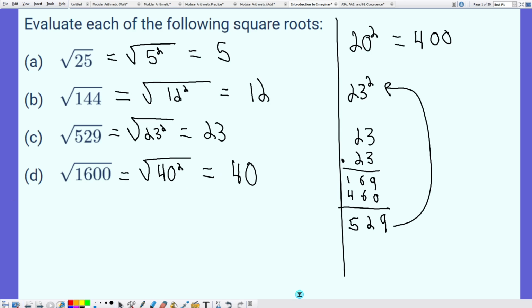In the next video, we're going to be working with some evaluations where we are not working with perfect squares, and we'll see how that works.